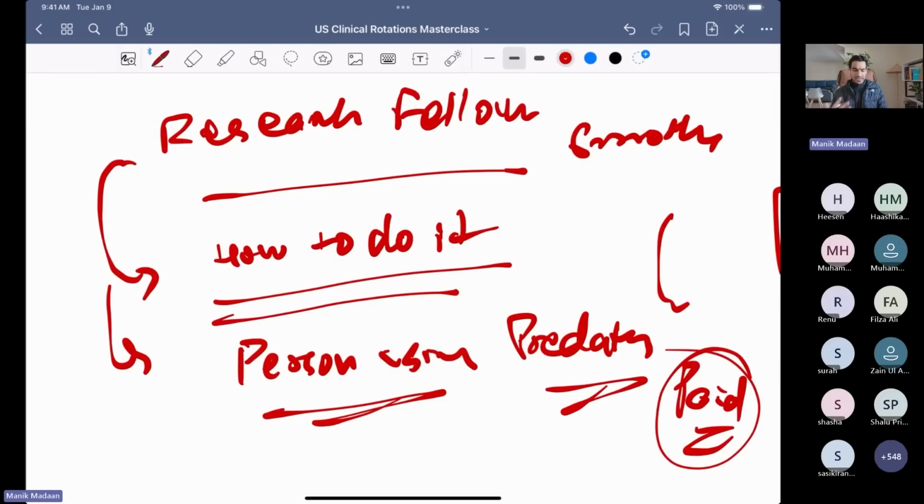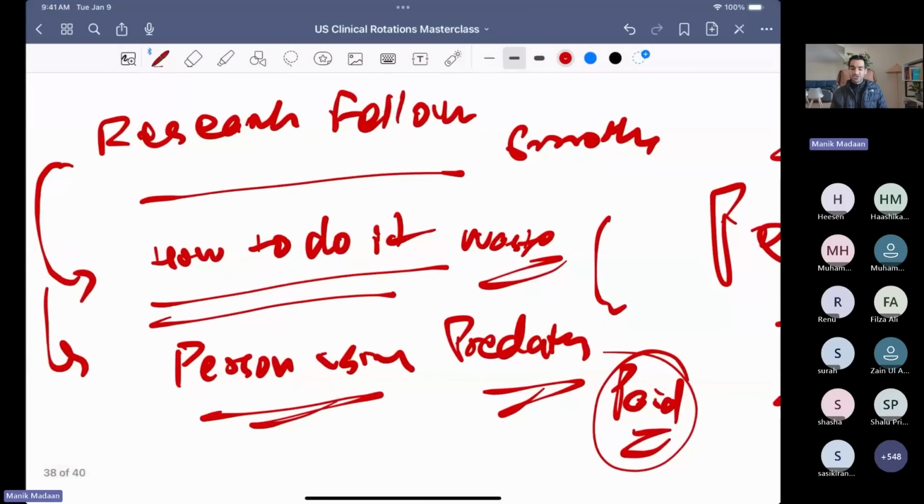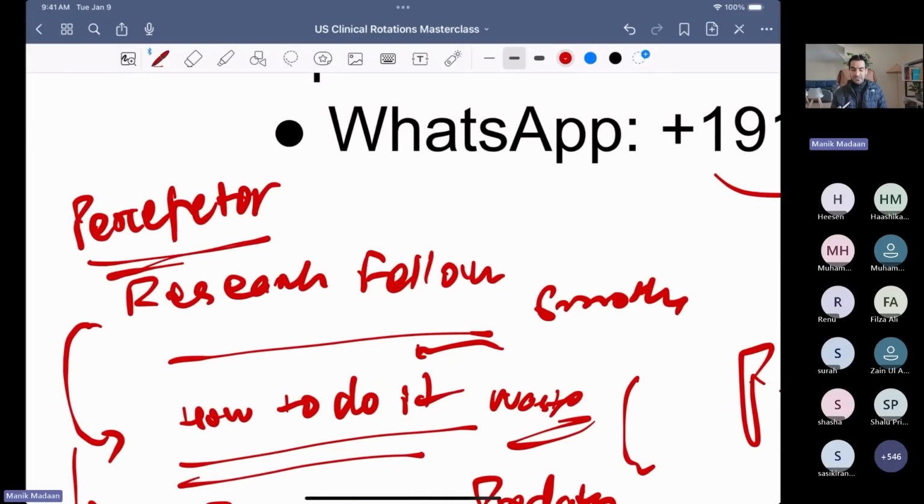Because the thought is, can I use this person to do this work I don't want to do? And because of that, students not only waste time, but I get a lot of messages from students who didn't match. They did a research position to match. But the problem is the preceptor is the problem. They are like, hey, why am I not getting the interview? Because the preceptor doesn't care.